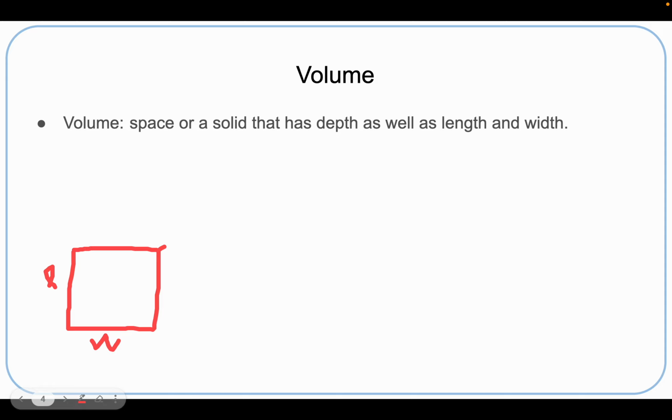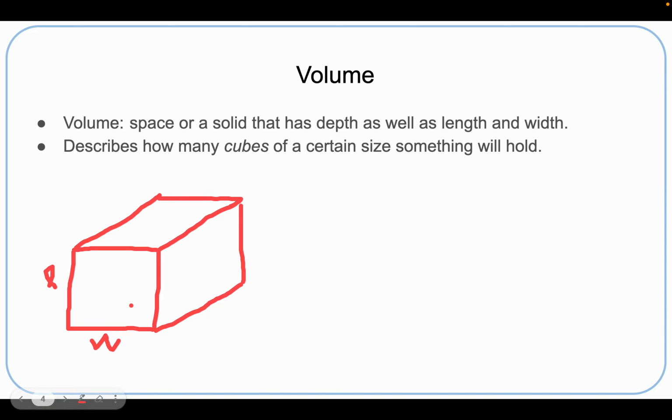So if we add another dimension to this, if we add some depth to this figure here, so we kind of have a 3D object here. We also have another dimension of depth. So volume is the space inside of this whole figure. It describes how many cubes of a certain size something will hold.